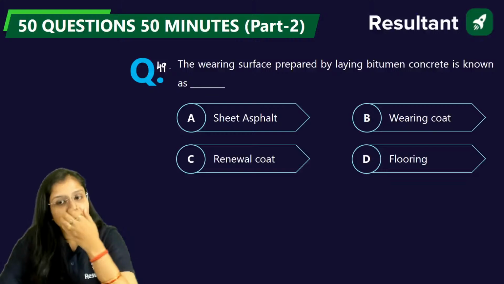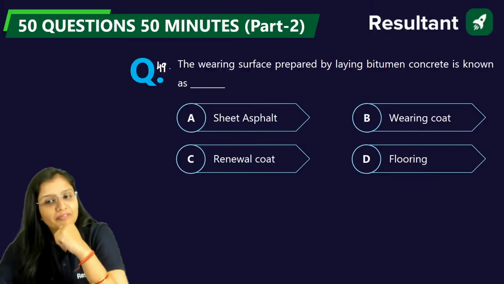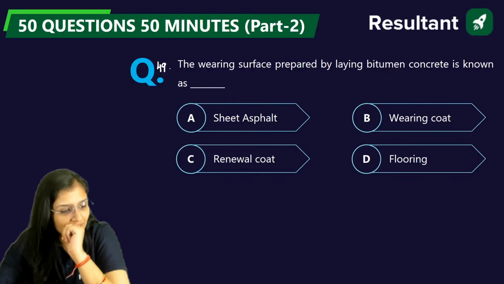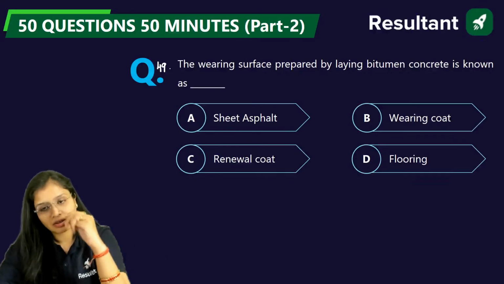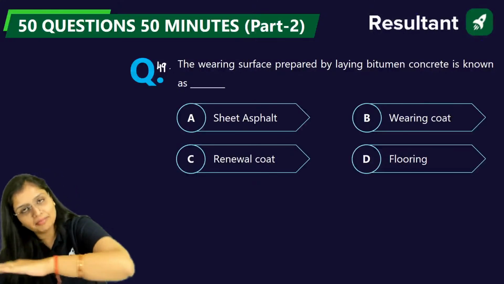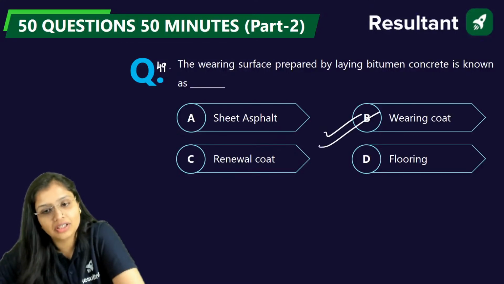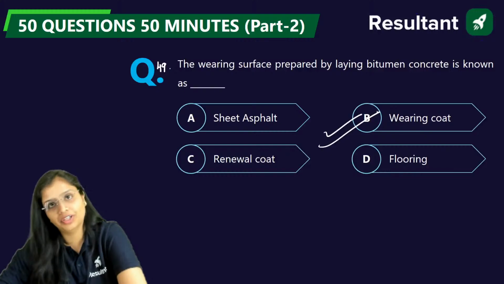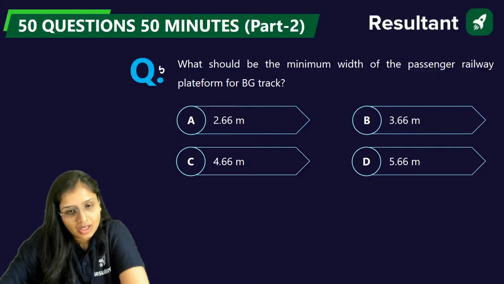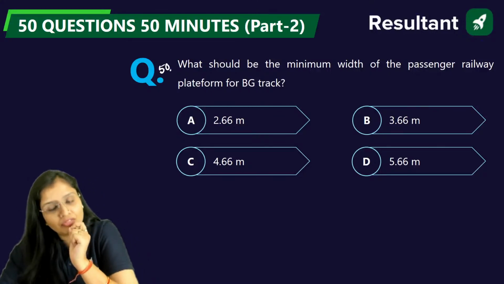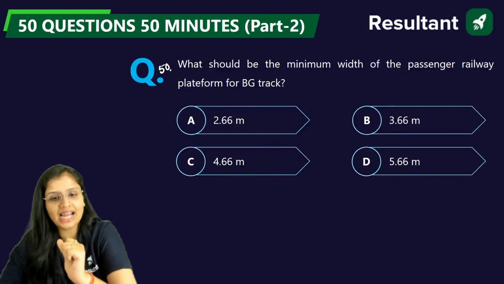Second last question. The wearing surface prepared by laying bitumen concrete. You must have seen this bitumen concrete in flexible pavements. What do you call the wearing surface? What do you call it, guys? The wearing surface prepared by laying bitumen concrete, what do you call it? You call it the wearing coat. What do you call it? Wearing coat. Check.